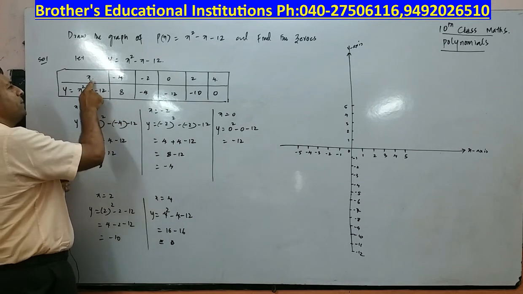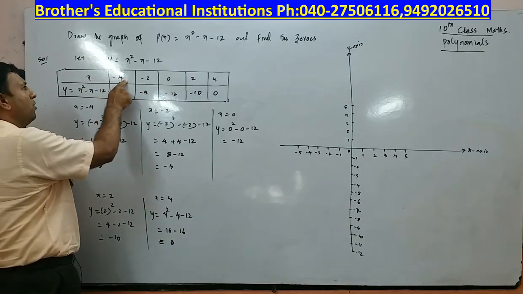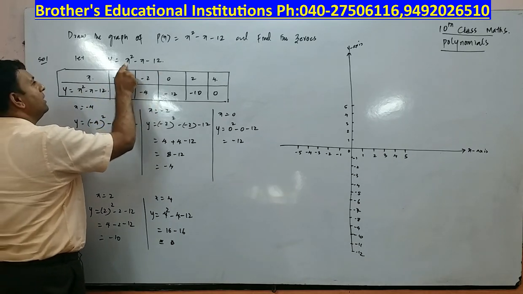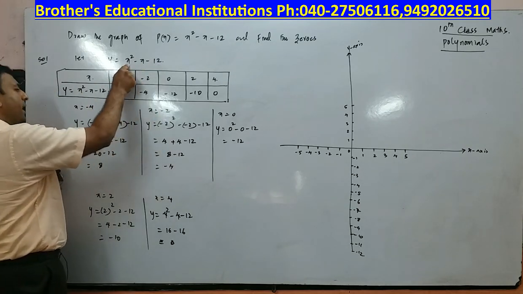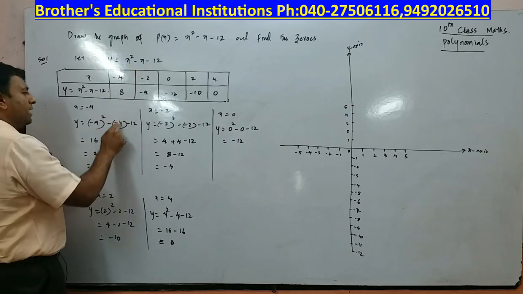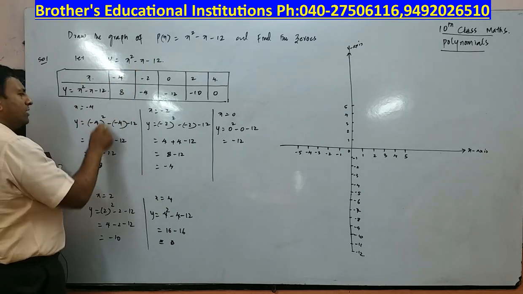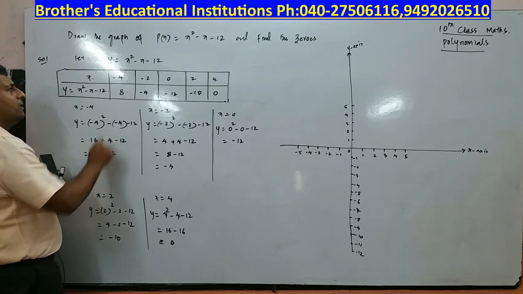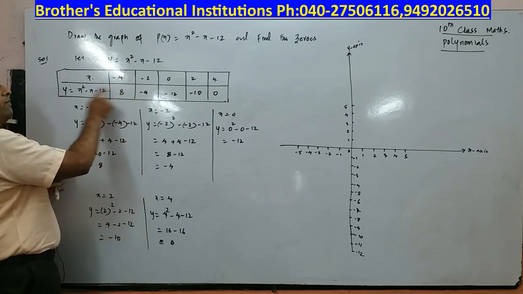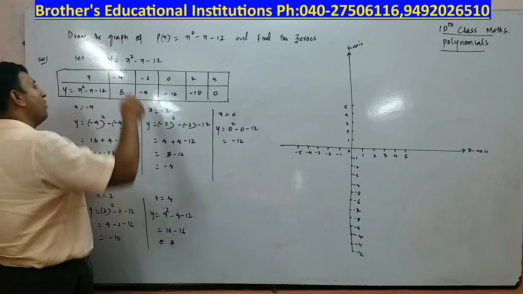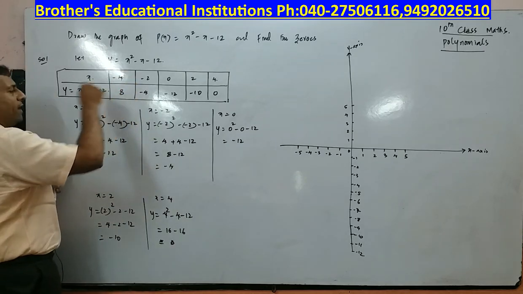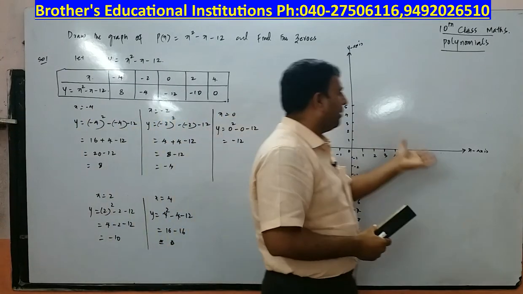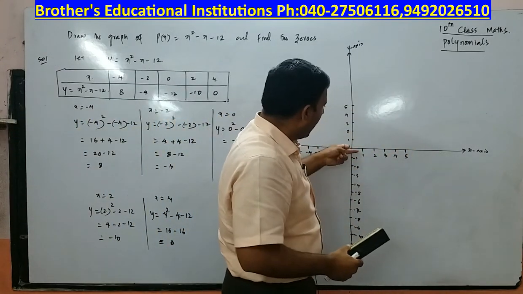Now what do I do with this minus 4? When x is equal to minus 4, I have to substitute the value of x in this expression. So minus 4 whole square minus of minus 4 minus 12. In place of x you have to substitute. And when I simplify, 16 plus 4 minus 12, I will get 8. So in the y row, I will put y value is equal to 8. Means for x is equal to minus 4, what is the value of y? 8.